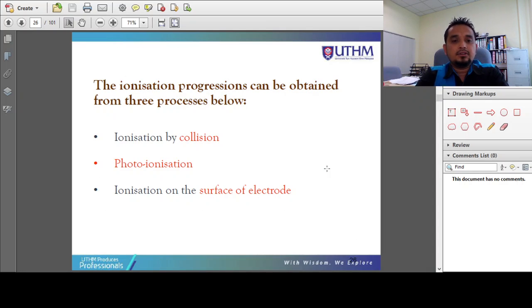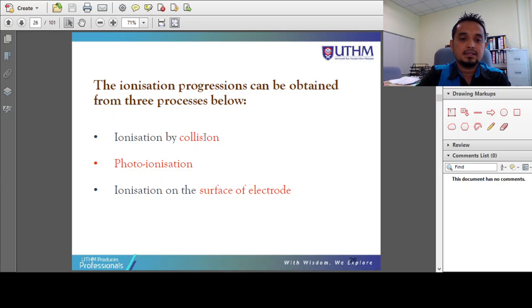Okay, the ionization progression. We have discussed previously the ionization step, the first step for the gas to become ionized, and now we are looking at how the ionization can progress, from what we can classify here.